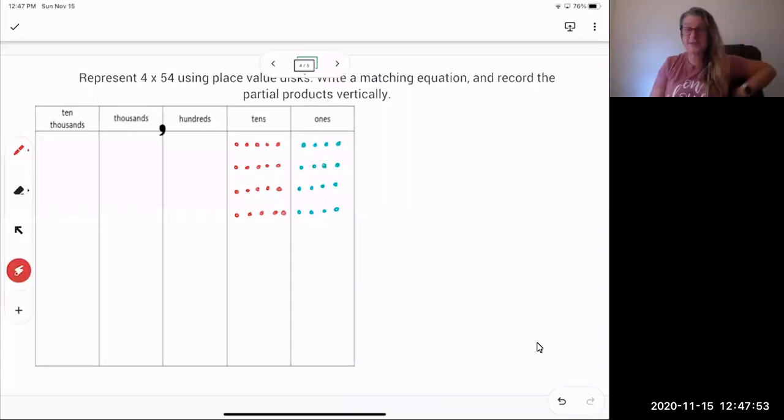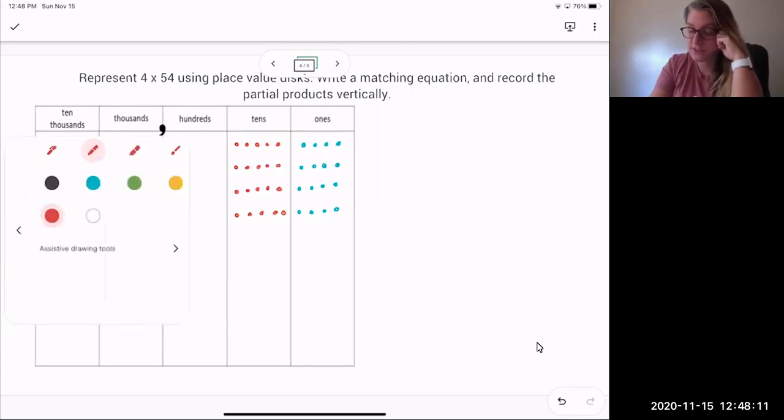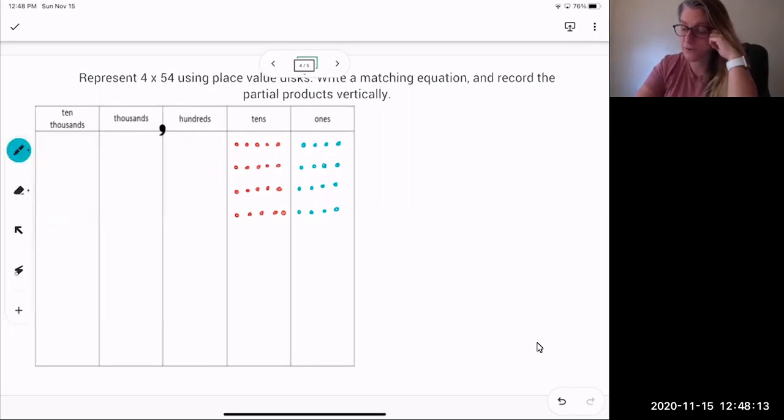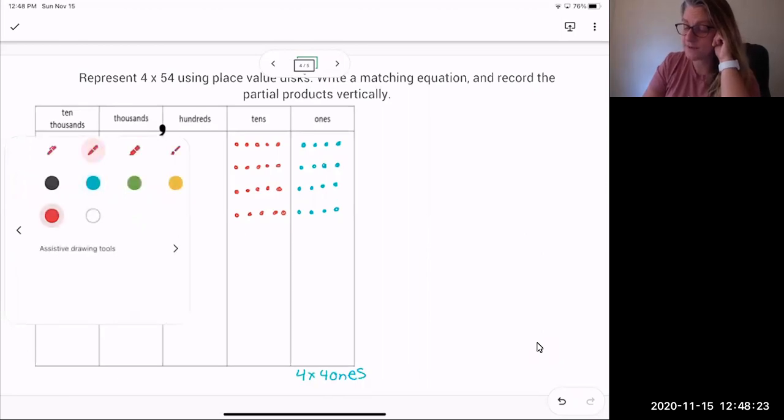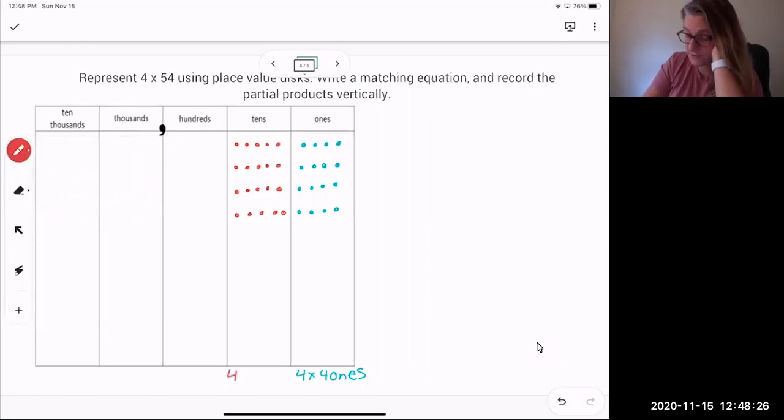Okay, so looking at my place value chart now, I have shown that I represented 54 4 times. 1, 2, 3, 4. So 4 rows of 54 in my place value chart. I'm going to look at my ones place first, and I have 4 rows of 4. So that's 4 times 4 ones. And in my tens place, I have 4 rows of 5 tens. So that's 4 times 5 tens.